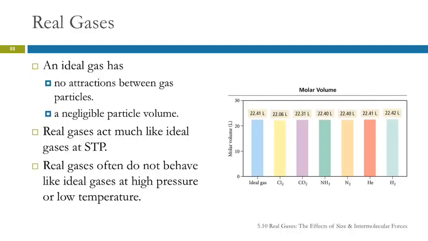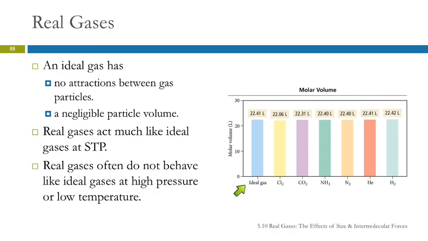We talked about ideal gases. Now we're going to talk about real gases. So in an ideal gas, there are no attractions between gas particles, and the gas particles themselves have essentially zero volume. Real gases act much like ideal gases under kind of normal, moderate circumstances. So at standard temperature and pressure, real gases behave very closely to what we expect from ideal gases.